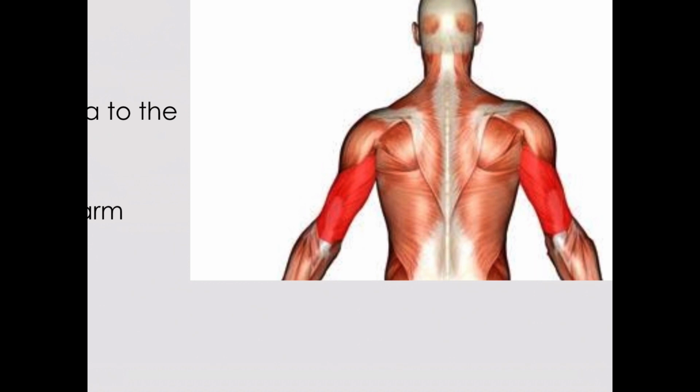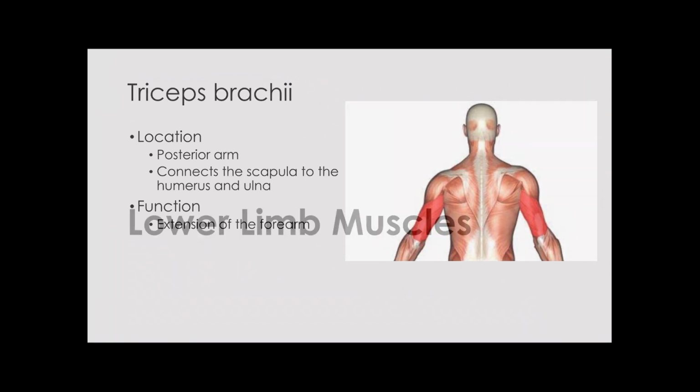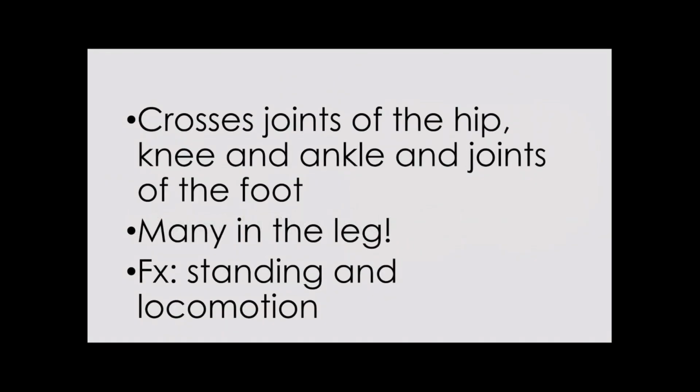So flexion is when you are really going away from your anatomical position. So you're flexing your arm. Extension is returning it back. You can see the darker red that's highlighted here, and that is your triceps.